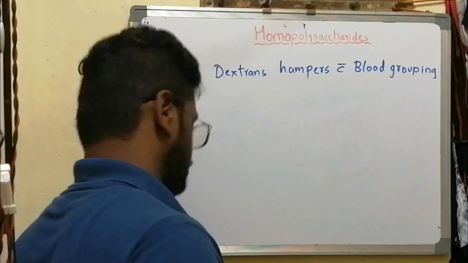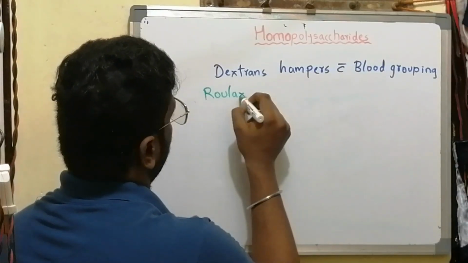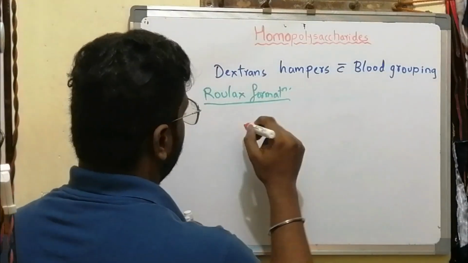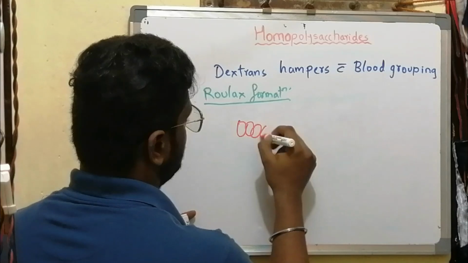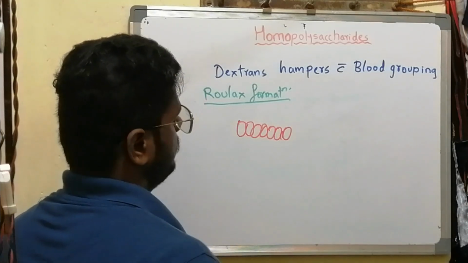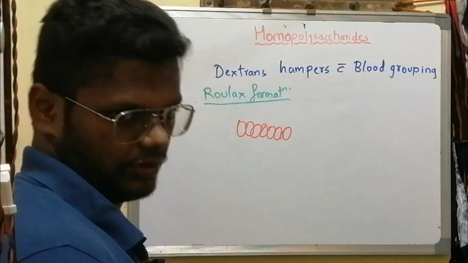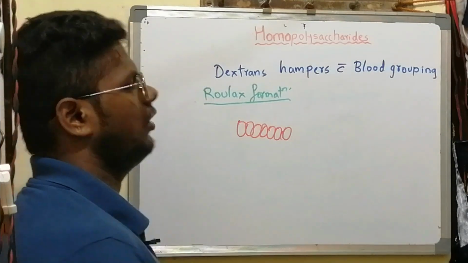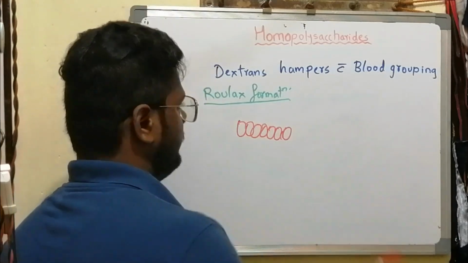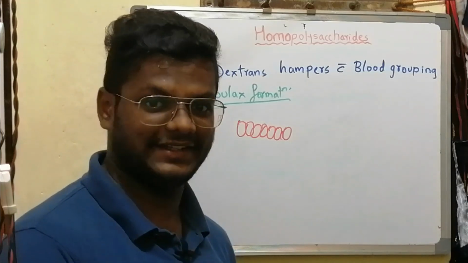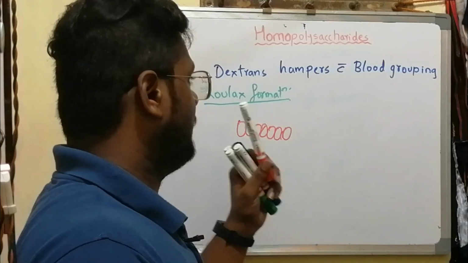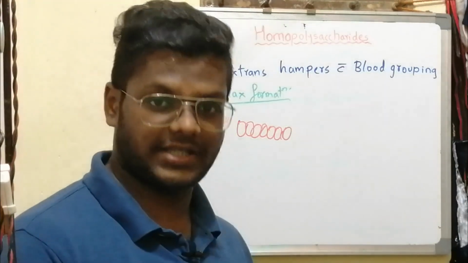That is rouleaux formation. So what happens here is the RBCs get stacked upon each other, due to which the agglutinins are not so exposed. This stack formation is called rouleaux formation, and dextrans accelerate such formations because dextrans are sticky. So to avoid that, the blood sampling should be done before infusing with dextrans.